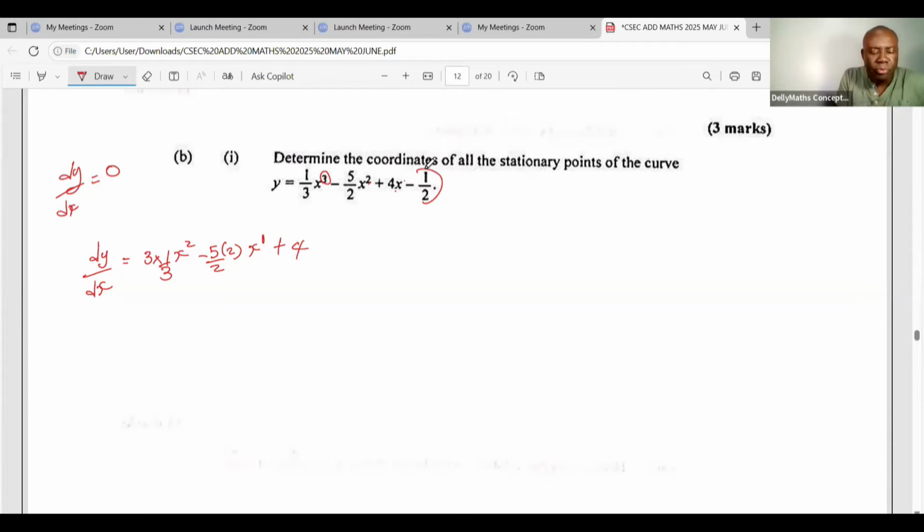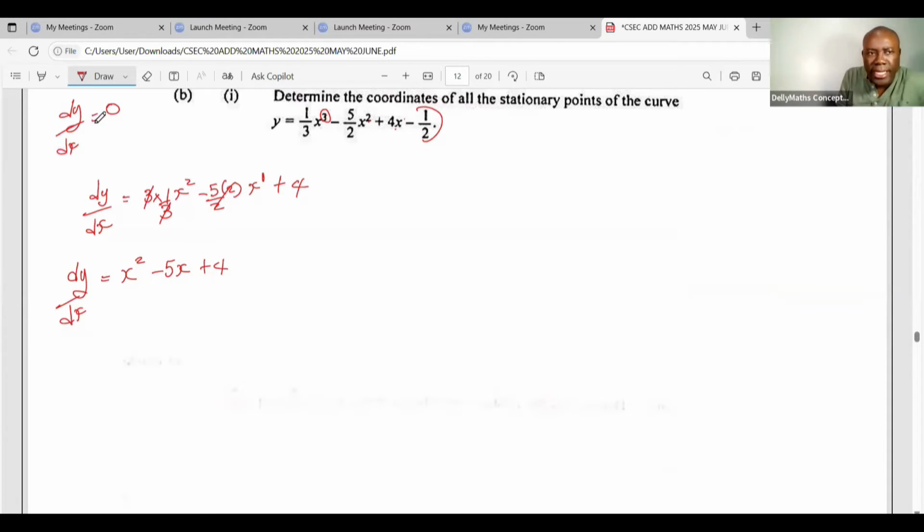All right, so there it is that we have that. What we're going to do now is just go through and simplify as we go. So in simplification, this would have canceled that. So dy dx is going to equal x squared. This 2 cancels. This is minus 5x plus 4. So it's going to be x squared minus 5x plus 4. This is our dy dx. But at a stationary point, we were saying that dy dx must be equal to 0. So here it is. We're going to say x squared minus 5x plus 4 is equal to 0.